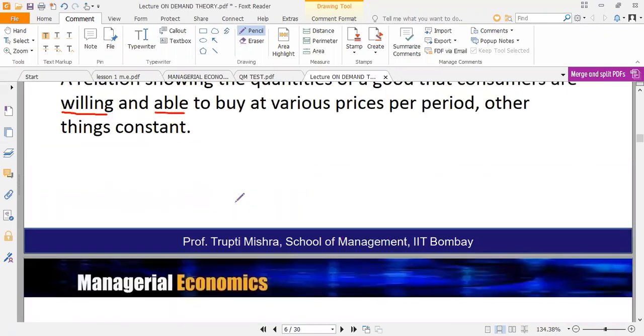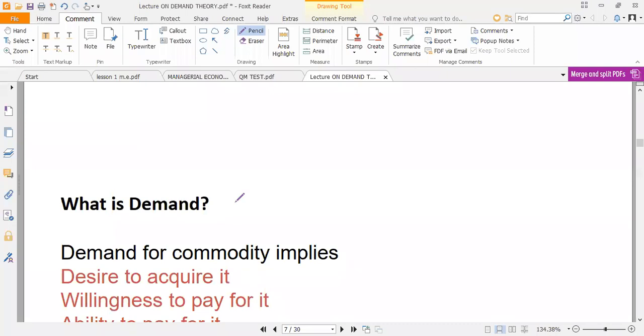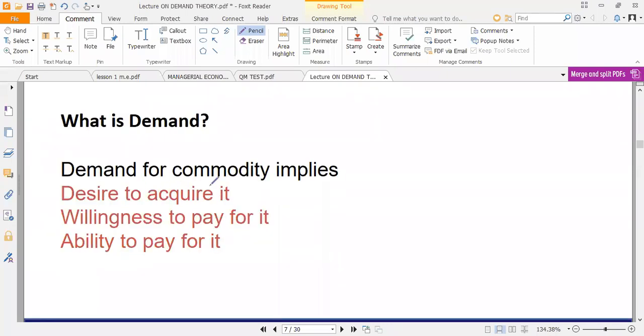So demand implies the desire to acquire it, the willingness, and the ability to pay for it. If you cannot pay for it and you desire, that is not demand. If you have the ability but you don't have the willingness, that's not demand. If you don't have the desire, none of these will come in place. So this is what demand is about.